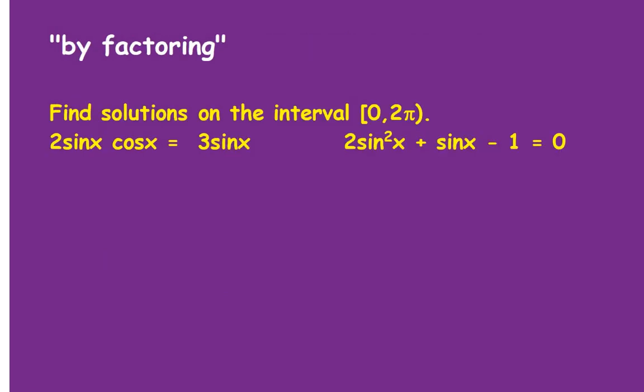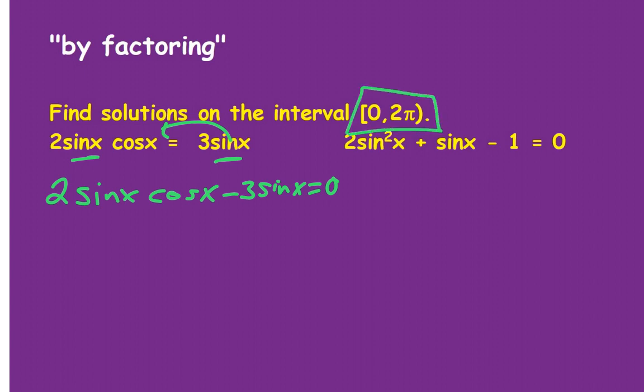Next technique is by factoring. So the first way we're going to look at factoring is by factoring out the GCF. So I'm going to move this over to this side because I notice they both have a sine in it. So this is 2 sine x cosine x minus 3 sine x equals 0. And this time notice it says on the interval, so I'm not going to go around anywhere else. And so I'm going to factor out the GCF sine, and I have sine x times 2 cosine x minus 3 equals 0. Set both of my factors equal to 0 and solve.